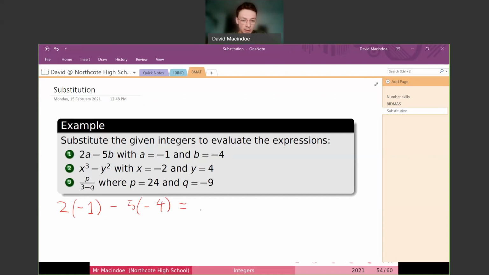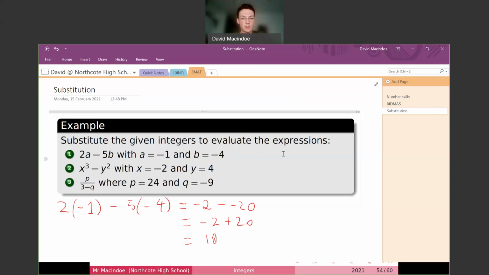So we've got to do each of the timesing. So the first one, 2 times -1 is -2. And then I'm going to do the other one as well. So 5 times -4, that gives me -20. I've got two minus signs next to each other, so that becomes a plus. And I've got -2 plus 20, that gives me 18. There we go. Okay.